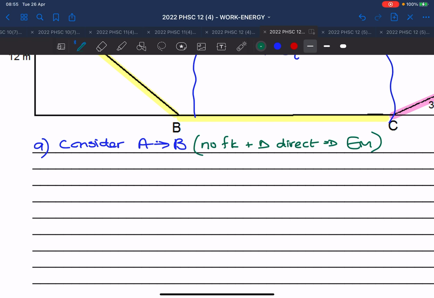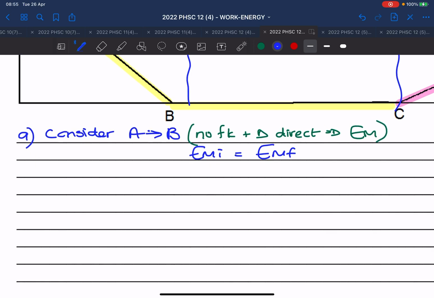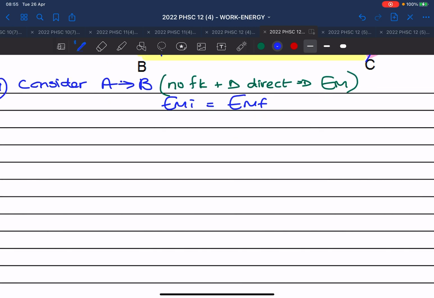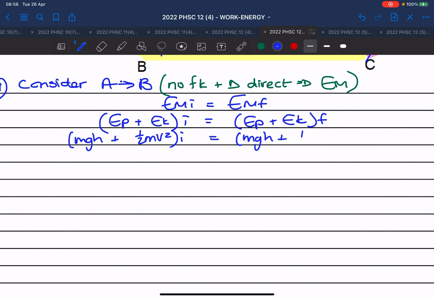Okay, so that says the mechanical energy at the beginning is equal to the mechanical energy at the end. Now remember this formula is not on your data sheet, so you can write any one of the following. You can also write this plus this at the beginning is equal to this plus this at the end, or MGH. Anyone. You can write all three as well. It doesn't matter. It's just a bit of a waste of time.